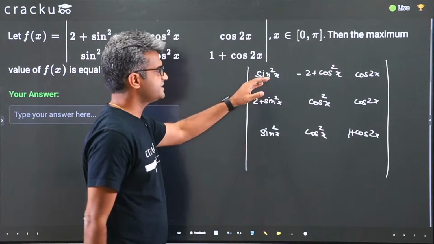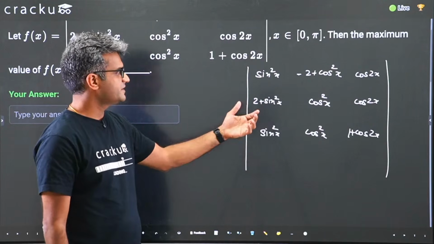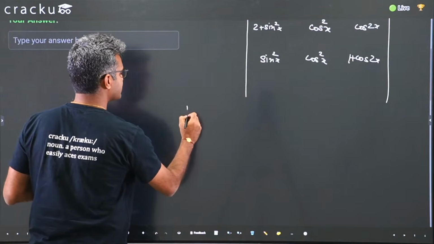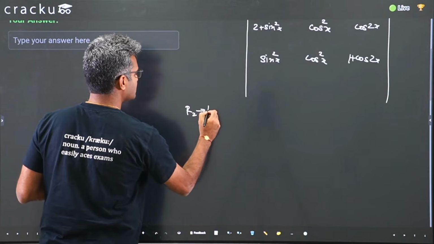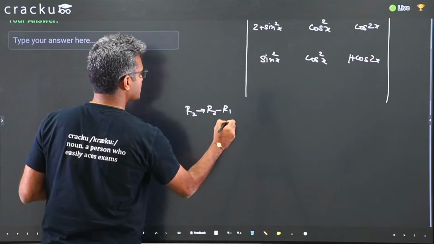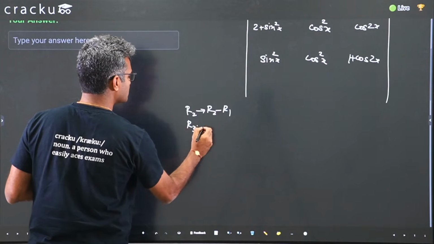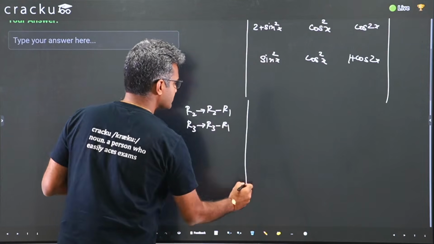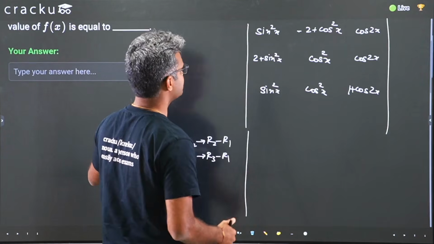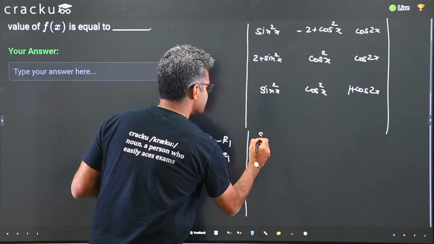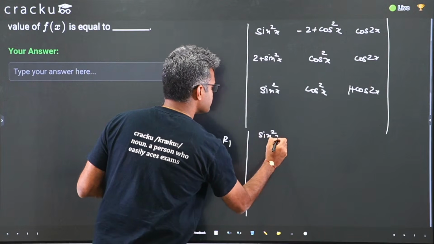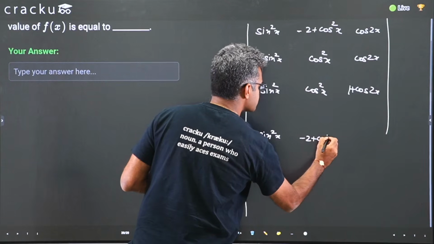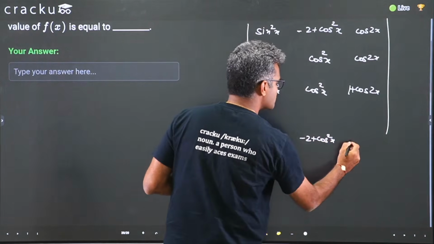Now you can see that there are many terms which are common in many of these rows. So what we'll do is we'll replace the second row with R2 minus R1, and we'll replace the third row with R3 minus R1. If you are replacing the second and the third rows, the first row will remain the same, which is sine square x. The second term is minus 2 plus cos square x. And the third term is cos 2x.